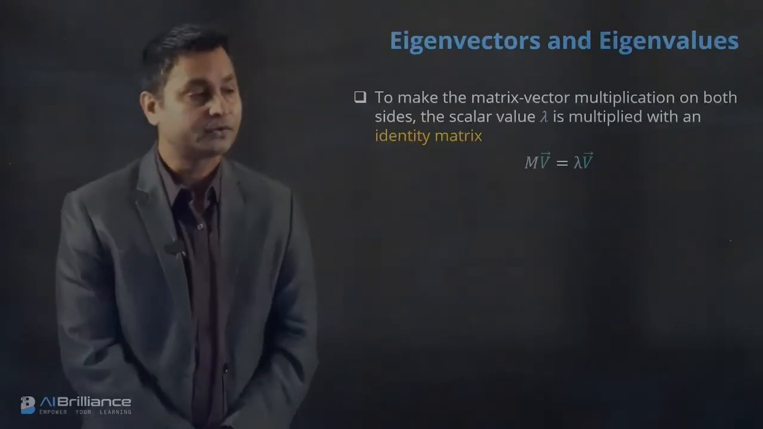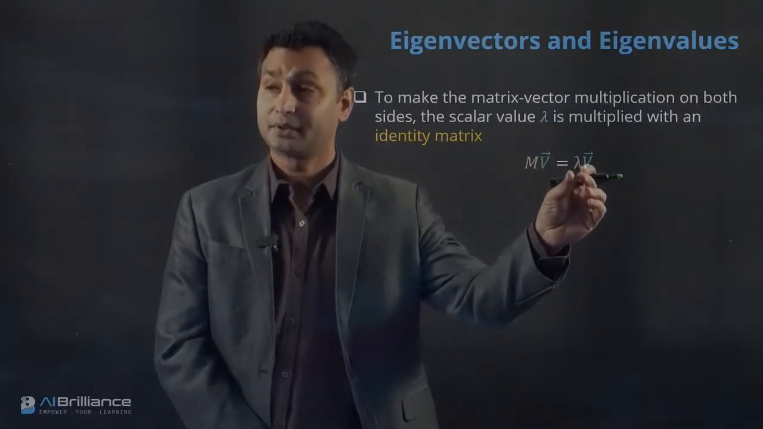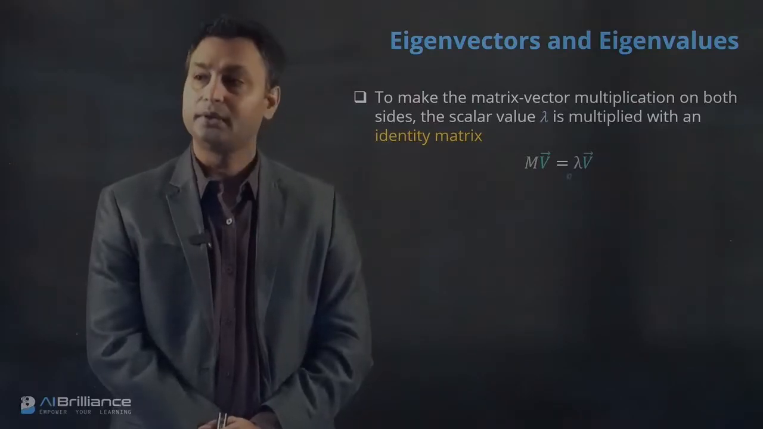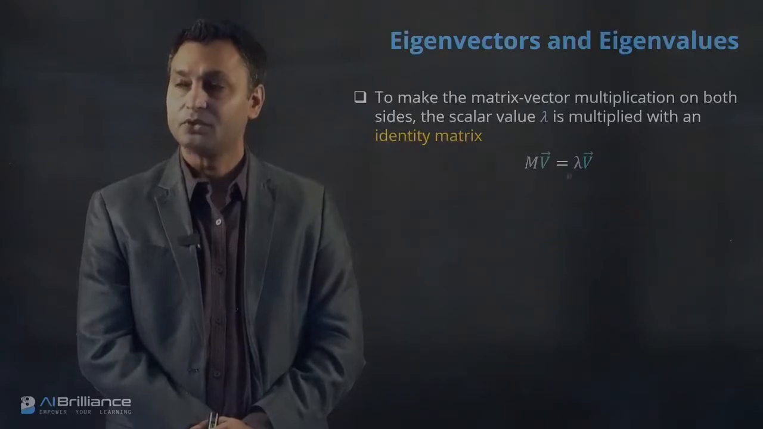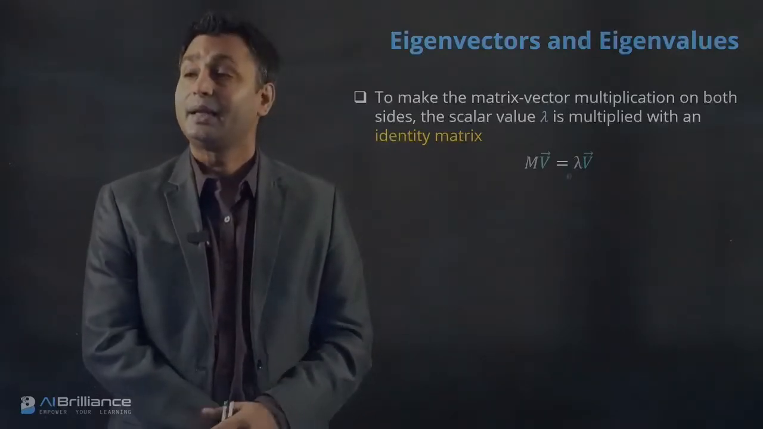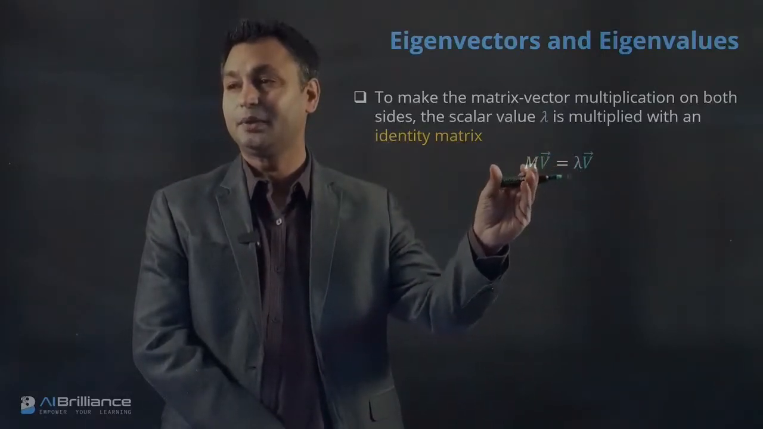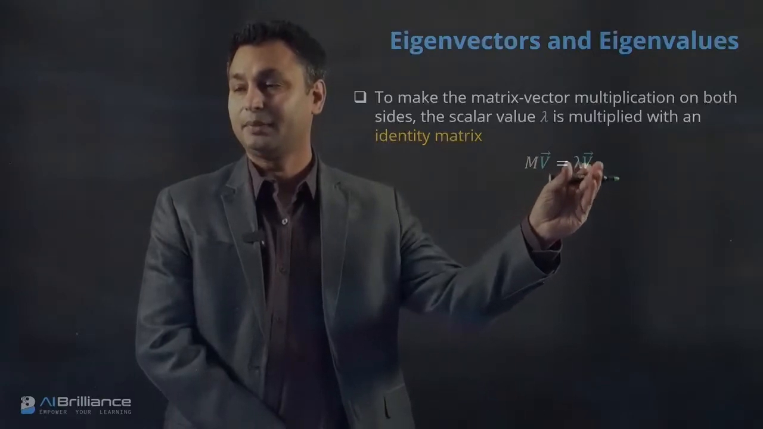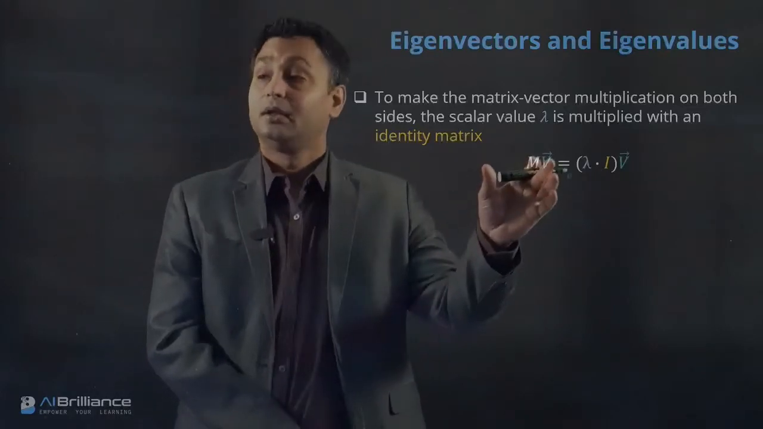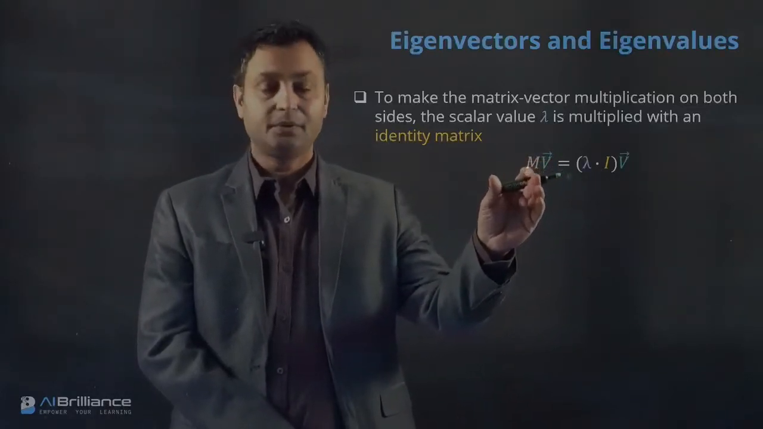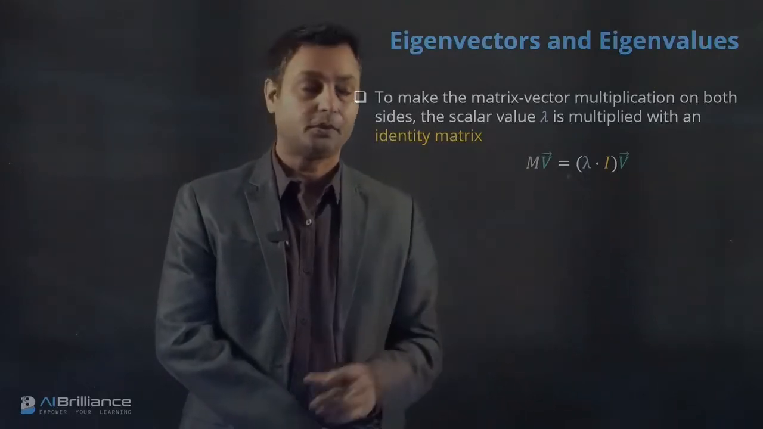First of all, to simplify this equation, because on the right hand side we have a vector multiplied by a scalar, one simplification is to bring this equation into a form that can be easily used for computation. We multiply both sides by an identity matrix. If I multiply the left hand side by an identity matrix, and multiply lambda by an identity matrix as well, the effect of multiplying the identity matrix with M is going to result in M, so it doesn't change, but lambda I is going to come on the right hand side.